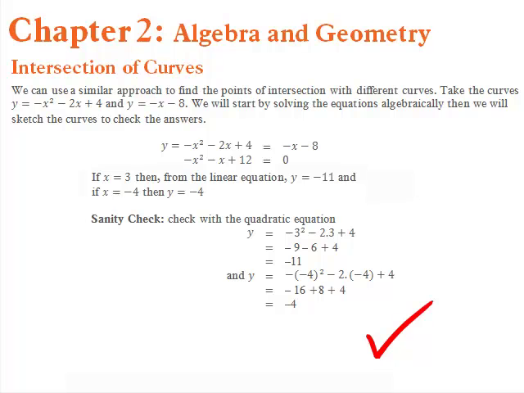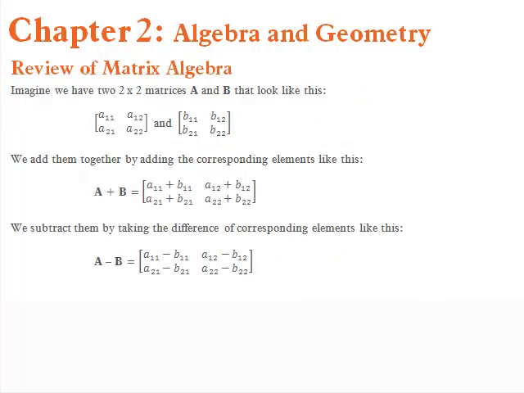The next step is to review matrix algebra. If we have two matrices A and B, addition is carried out by adding corresponding terms. So it's A11 plus B11, A12 plus B12, and so on. Subtraction is similar to that, in that you subtract A minus B, it's A11 minus B11, and so on, so the matrix becomes that.